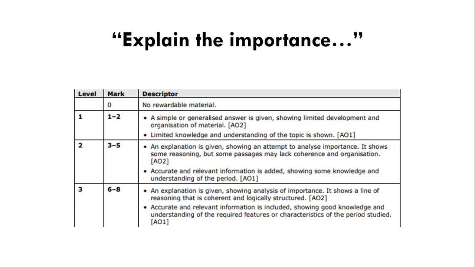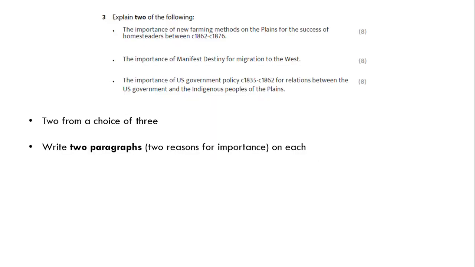Looking again at level 3, you need analysis of importance with a line of reasoning that is coherent and logically structured, accurate and relevant information with good knowledge and understanding. Here are the 3 I've come up with. We've got the importance of new farming methods on the plains for the success of homesteaders between 1862 and 76, the importance of manifest destiny for migration to the West, and the importance of US government policy 1835 to 62 for relations between the US government and the indigenous peoples of the plains.